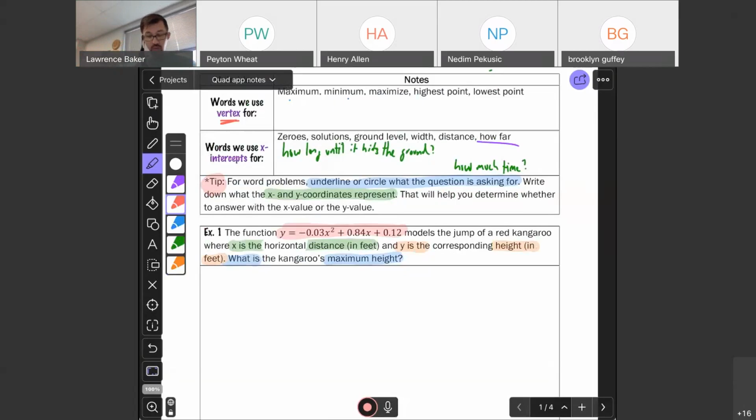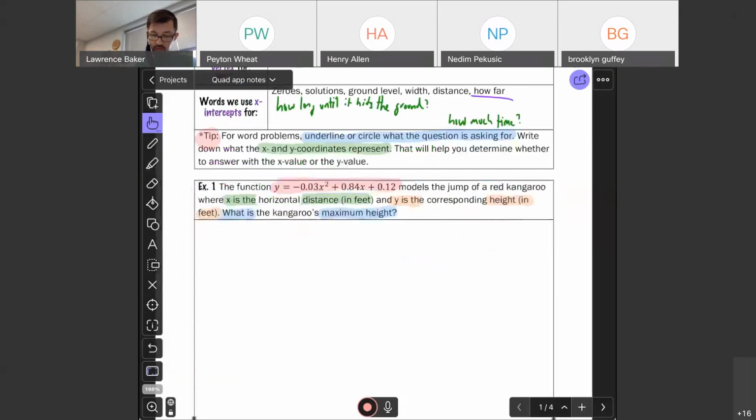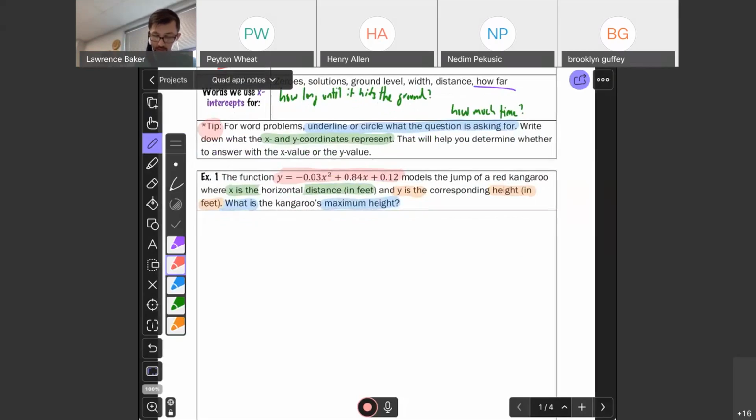So what are we actually after? How do we make sense of this problem? What do they really want from us? Sometimes it can be helpful if you draw a picture. We're talking about something jumping. So we start here, it jumps, and moves in the path of a parabola.